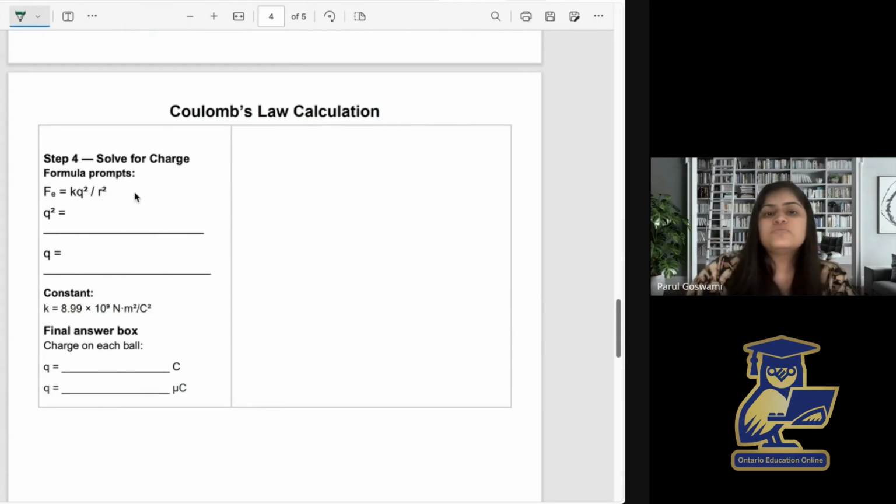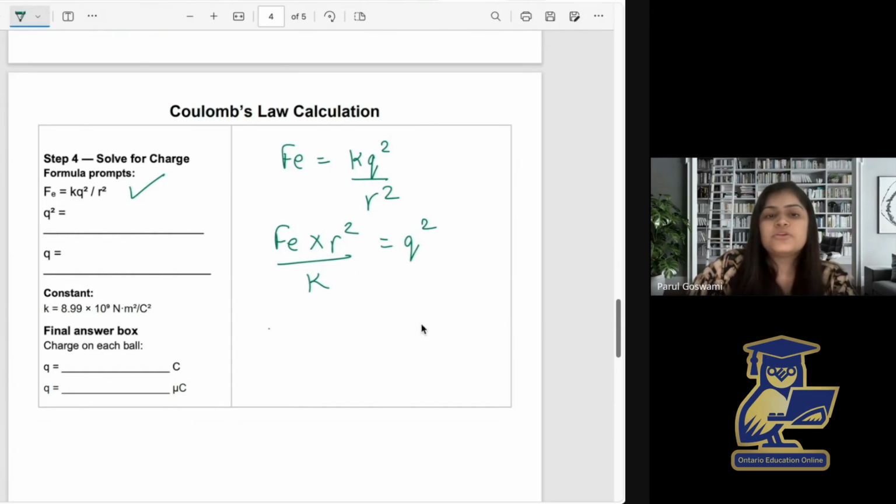Now we know that Coulomb's law is Fe equals k q square by r square. Now I can isolate q square. So Fe equals k q square by r square, and I would write Fe times r square over k would give us q square. And now I can just write down q equals square root of Fe times r square by k.